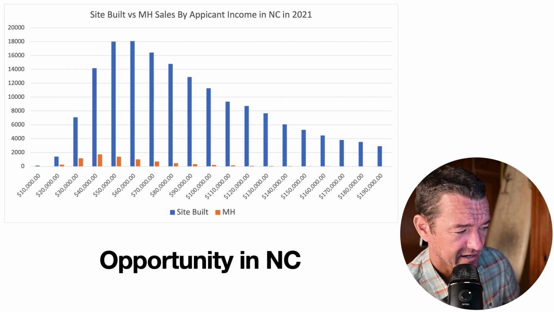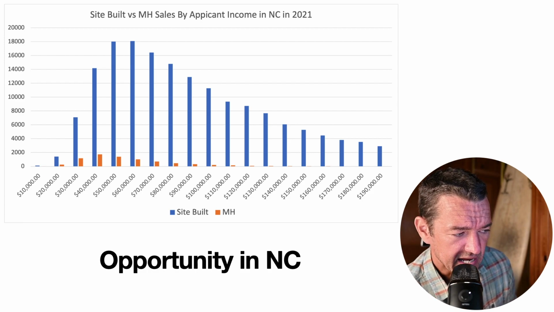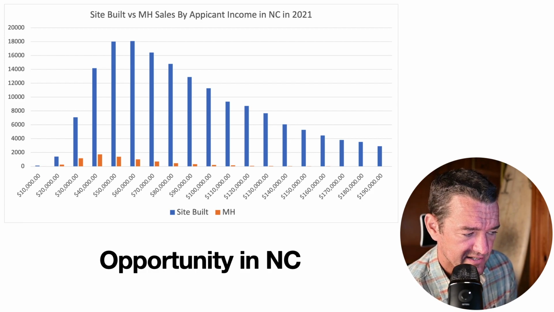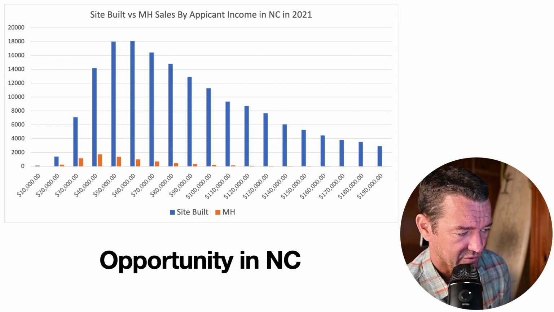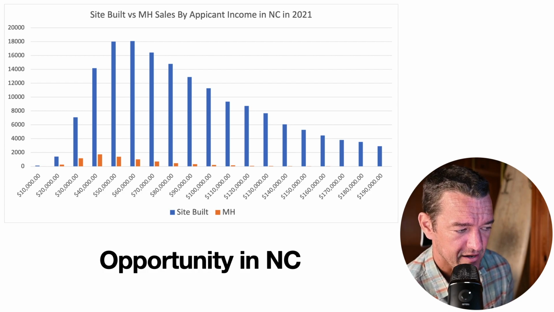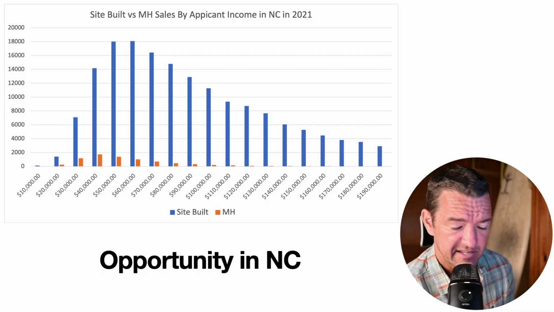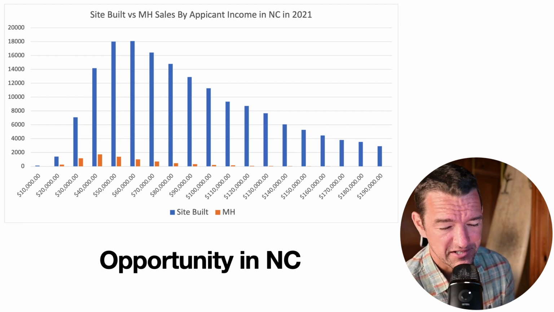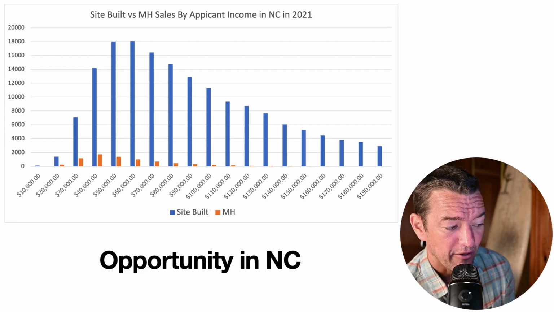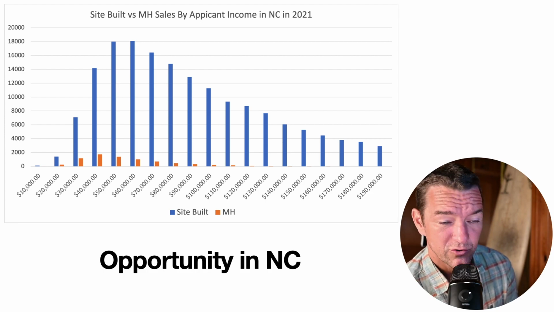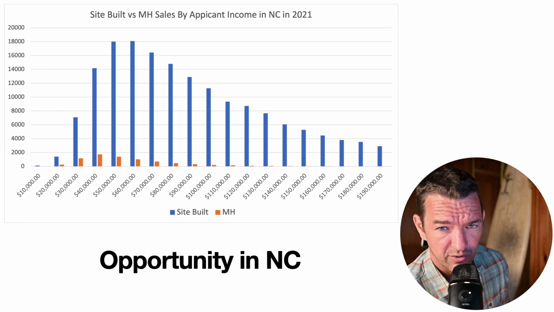And how this graph is divided up is the number of homes sold in different income brackets, right? So each vertical line represents a $10,000 income bracket. So let's look at that $60,000 one right in the middle. The blue line is 18,000 homes were sold to people in 2021 that made $60,000 a year. And that's rounded, right? It's like 60 to 70,000. In that little orange line way down there, we can see that about 1,000 manufactured homes were sold in 2021 to people that made $60,000 per year.